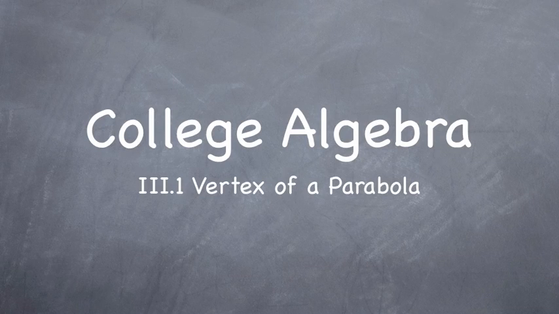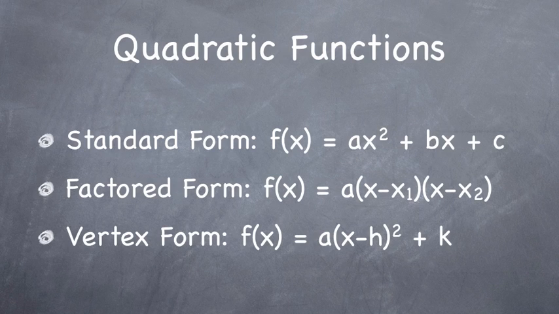This is lesson 3.1 on the vertex of a parabola. Now previously we've looked at quadratic equations. We looked at how we can solve certain quadratic equations by factoring, certain others we can solve by using the quadratic formula. Now remember, the way we got the quadratic formula is by using the process known as completing the square. We saw completing the square again when we looked at circles, and today we're going to see it yet again when we're talking about the vertices of a parabola.